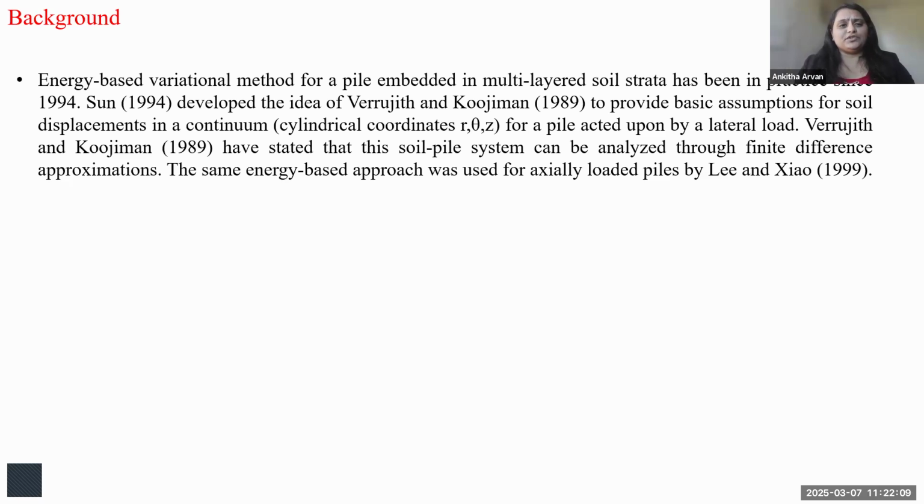And we did see that Vardhan and Kujjman have stated that this system can be analyzed through finite difference approximations. So they did provide a brief overview of that. And of course, it was used for axially loaded piles by Lee and Xiao.